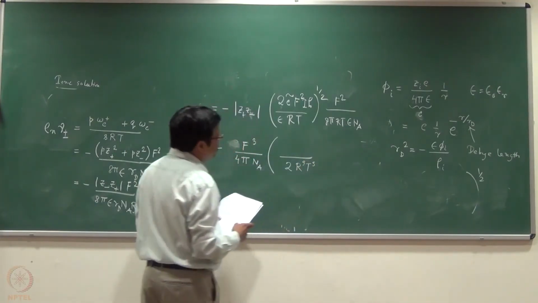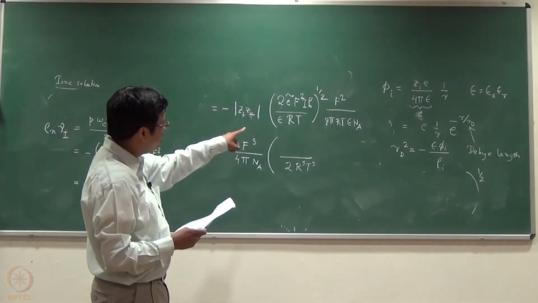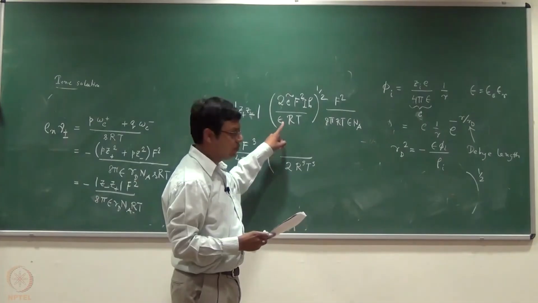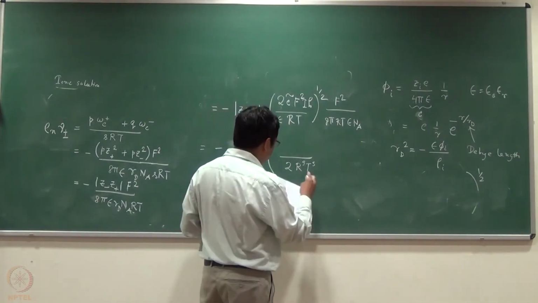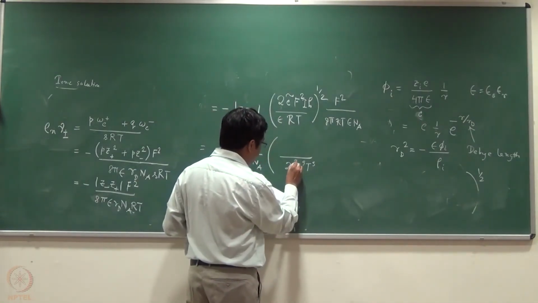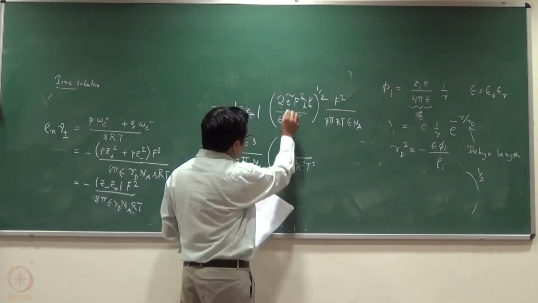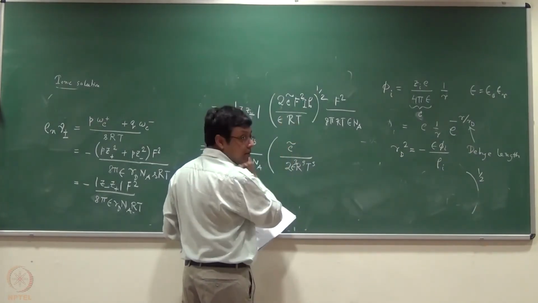Did I miss an epsilon? Oh, there is an epsilon here. So epsilon also, if I insert, it will be epsilon cube. R cube T cube, let me just write the epsilon first: epsilon cube R cube T cube. And what I will have in the numerator is basically C tilde.